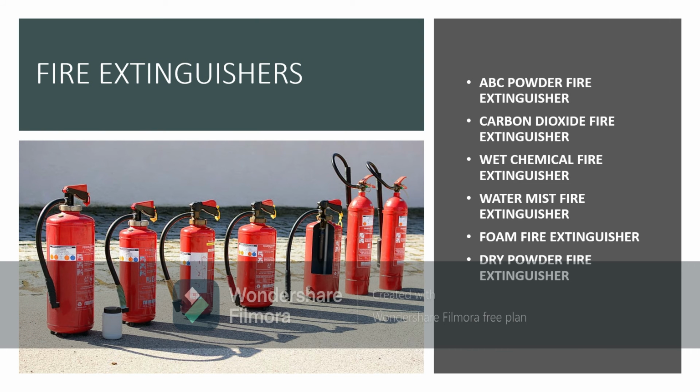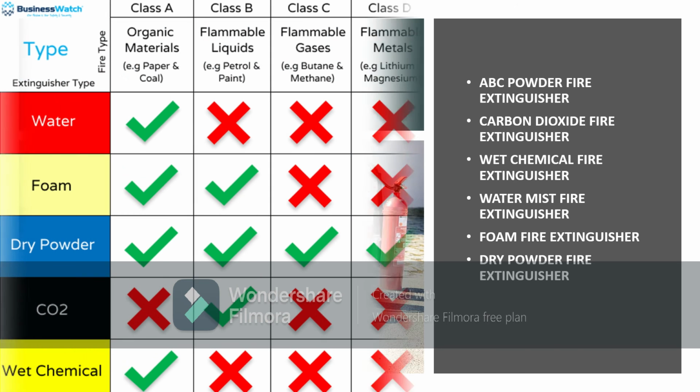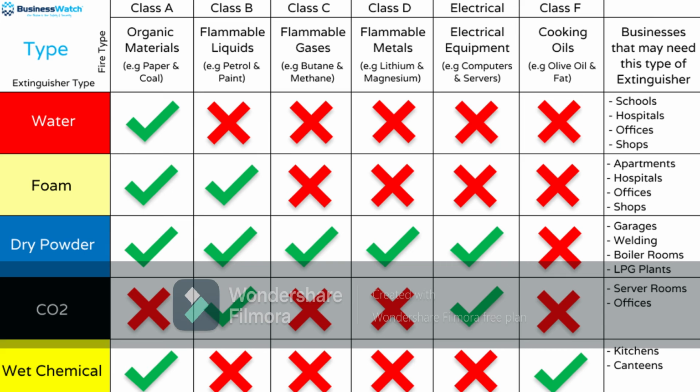Therefore, in order to extinguish the fire, we need a fire extinguisher. Fire extinguishers can be categorized into many types, which are ABC powder, carbon dioxide type, wet chemical type, water mist type, foam type, and the last one is dry powder fire extinguisher type. Lastly, this table shows what kind of fire can be extinguished by what kind of fire extinguisher. You can pause the video in order to look carefully. After this, I will show you a video about how we use a fire extinguisher.